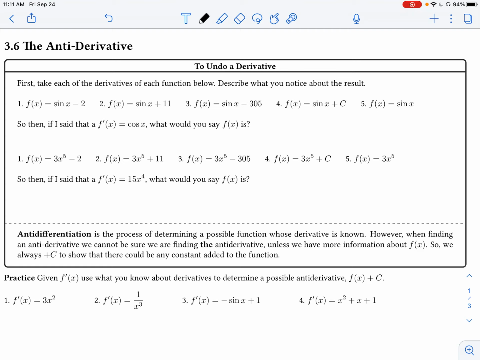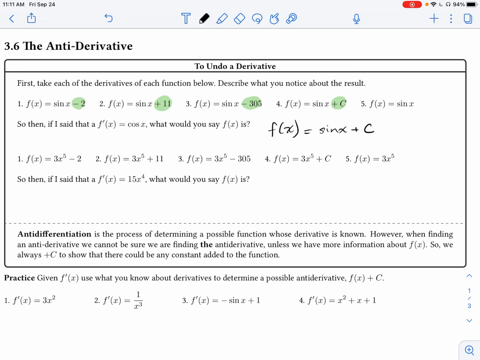So then if I said that the derivative is cosine x, what would you say that the function is? What is f of x? F of x would clearly have to be some function sine x plus any type of constant, which we'll just label as plus c. It just could be any constant. We notice in all of these examples here, we had a bunch of different kinds of constants, and it didn't really matter what they were. Every single time, the derivative of a constant is just 0.